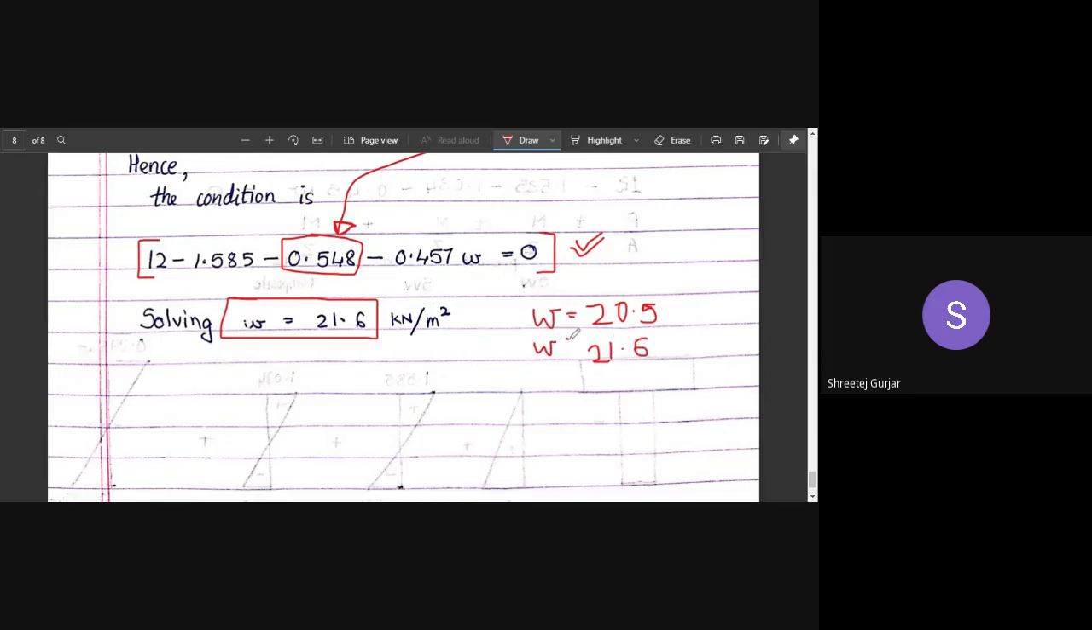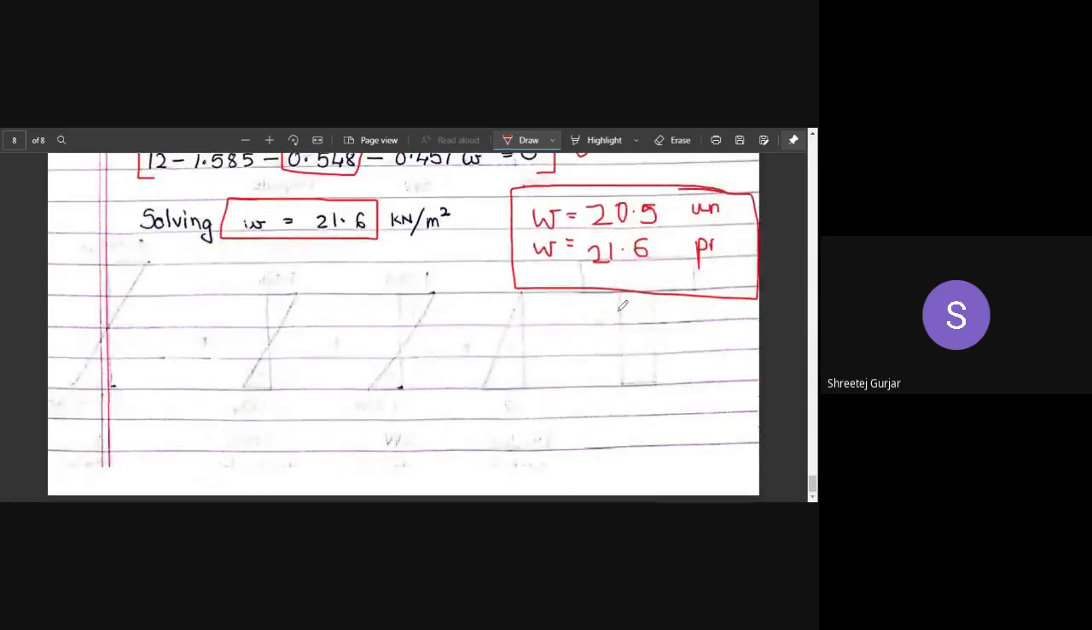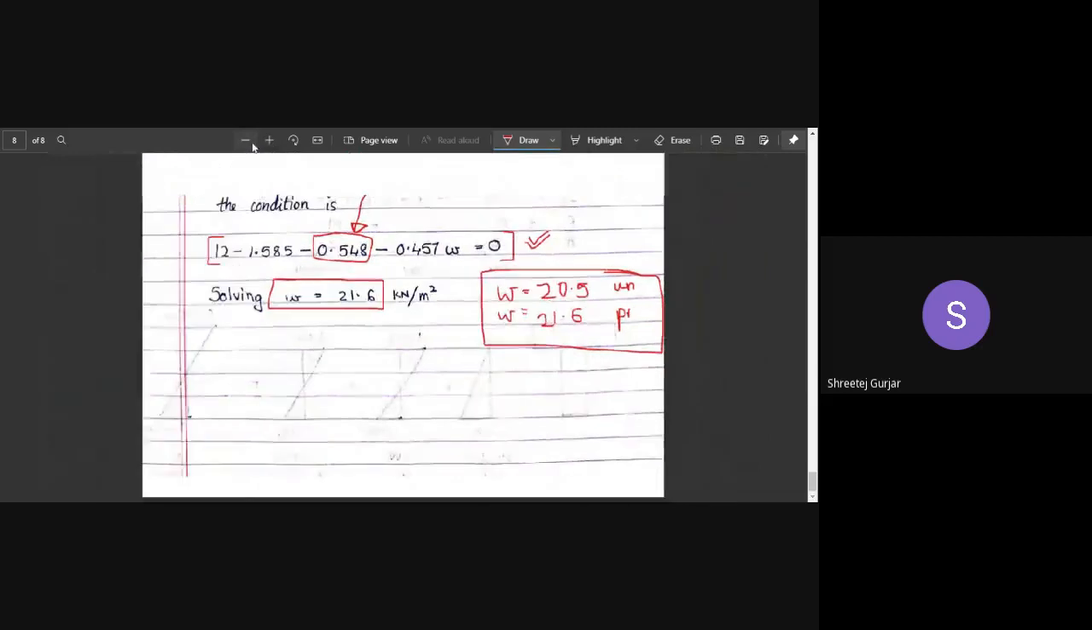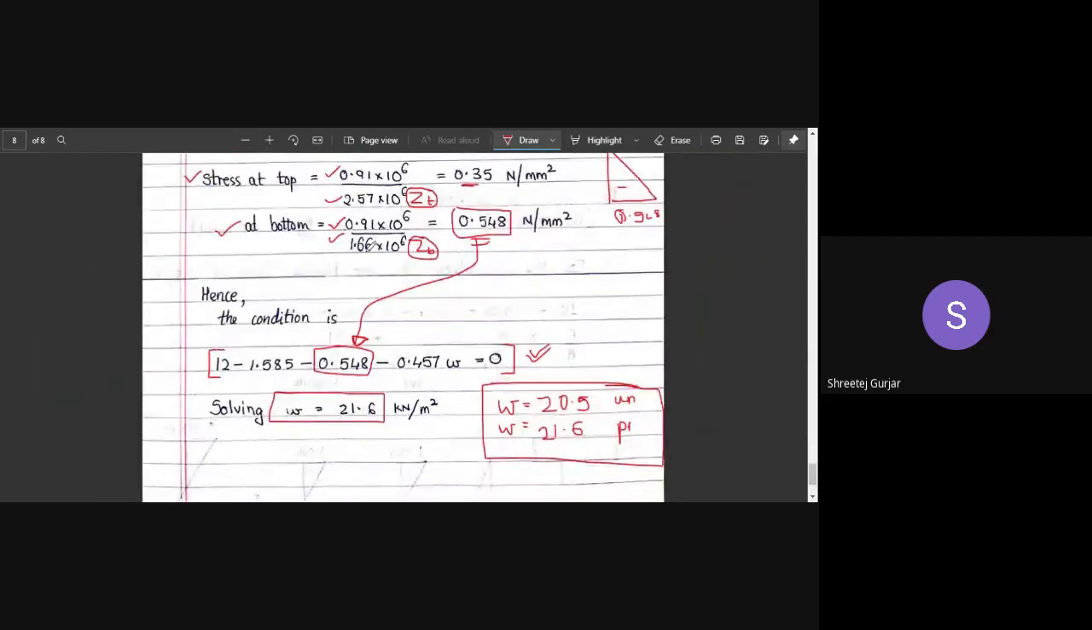So this is the live load that can be handled by the beam in unpropped condition and in propped condition. This is what was required. So this is one more numerical which you have solved. I hope it is clear. If you have any doubts, you can ask.